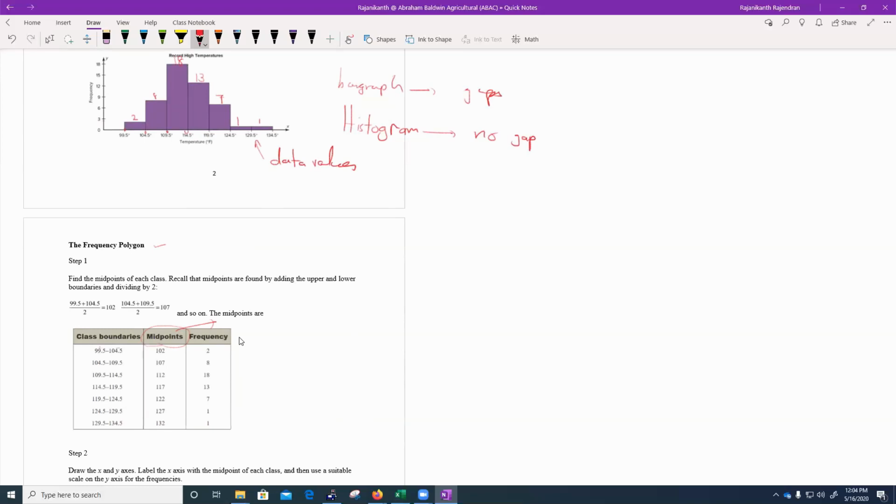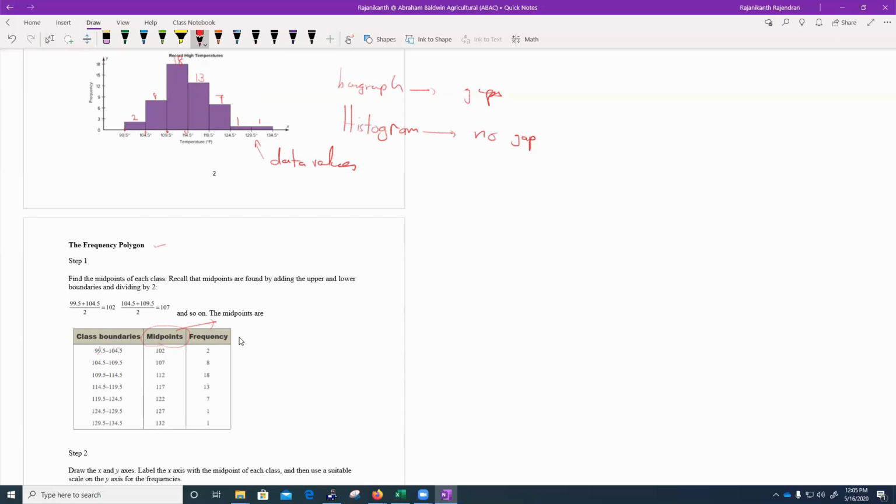Okay, so to find the first midpoint, you take these two values and find the average. We know how to find the average. Add those two values and divide by 2. So my first midpoint is (99.5 + 104.5) / 2. Simplify that and you will get 102. In a similar way, you can find all the midpoints for the given class boundaries.